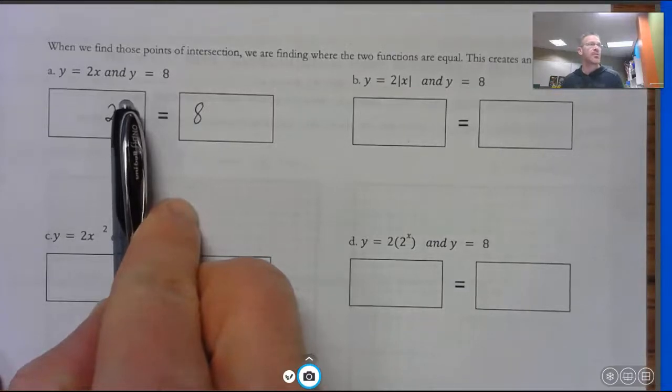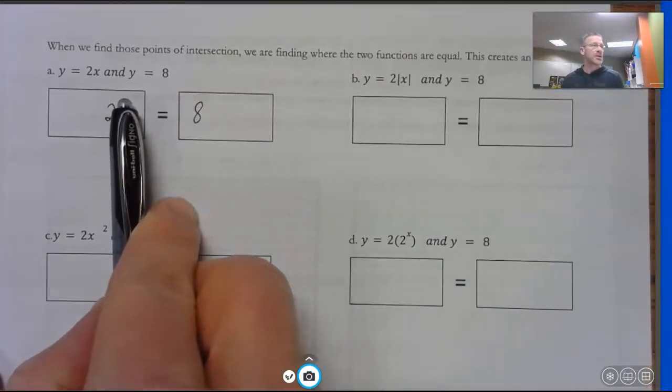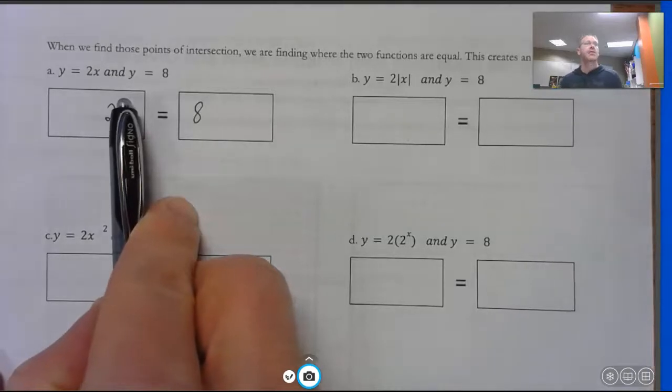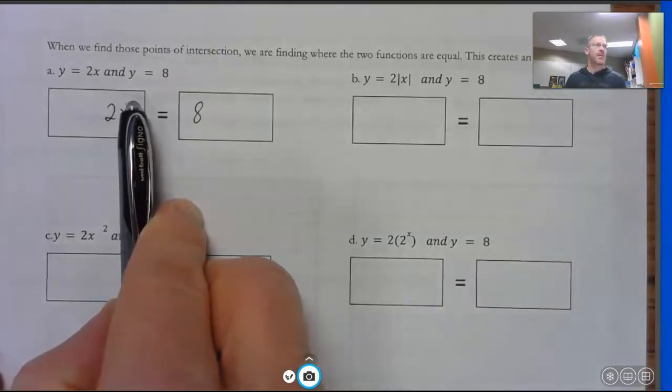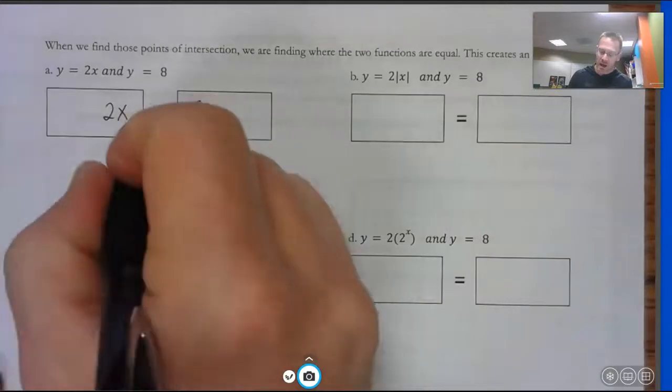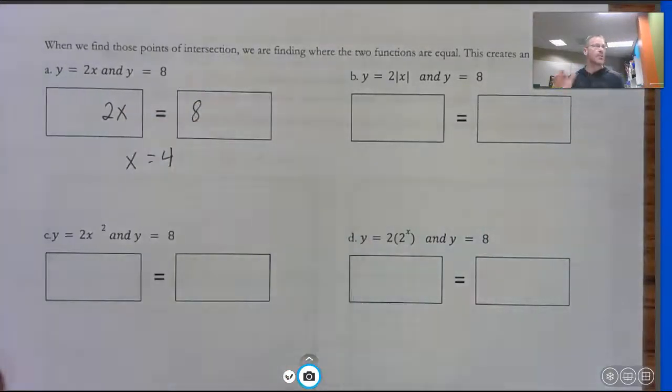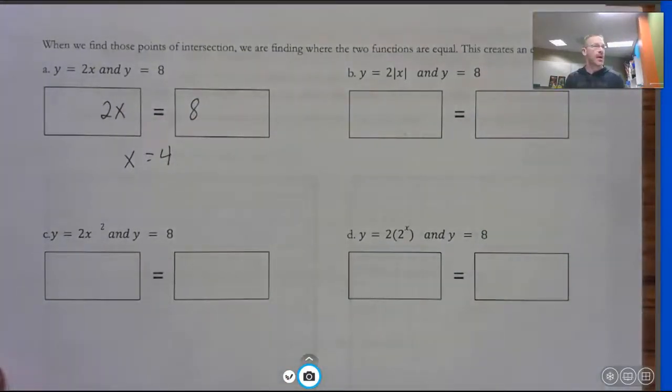So it's really going back to your multiplication tables. 2 times what is 8? 2 times 4 is 8. So whatever's behind my pen has to be 4, and in this case, that would be x. So x is equal to 4, and we're done. We've solved that equation.